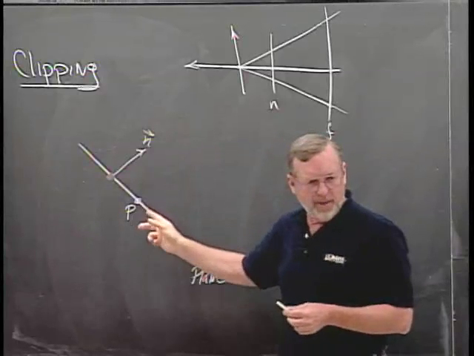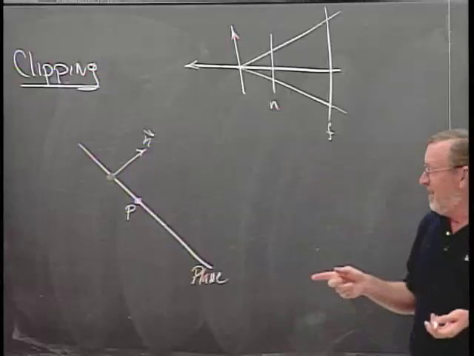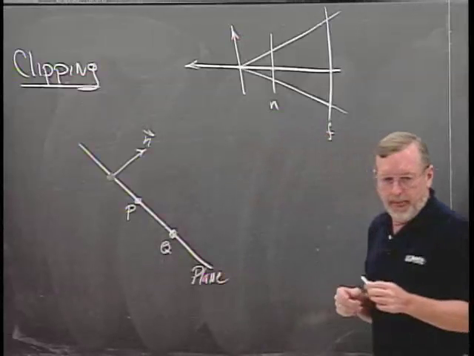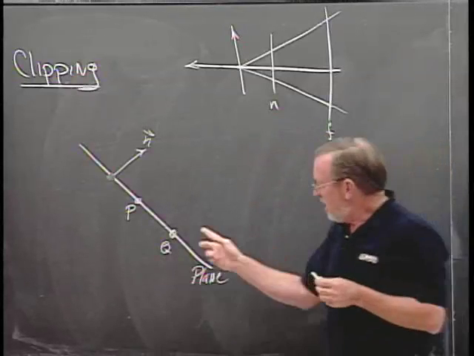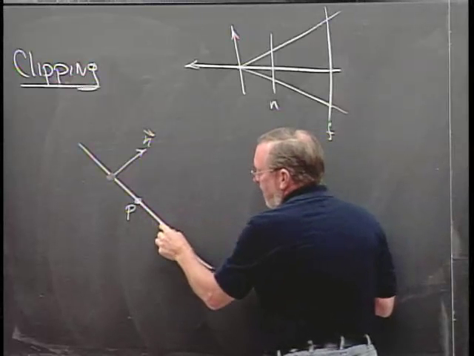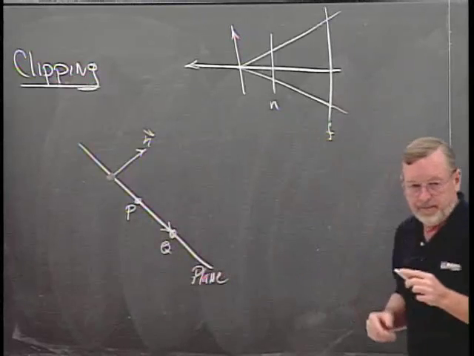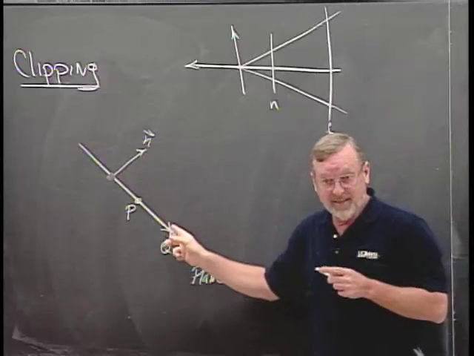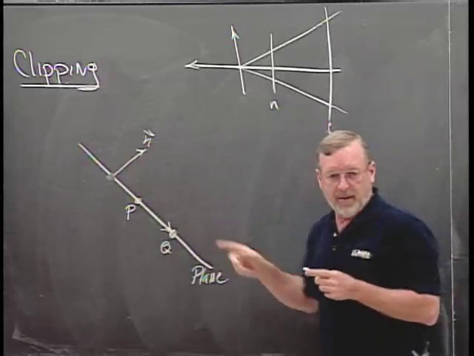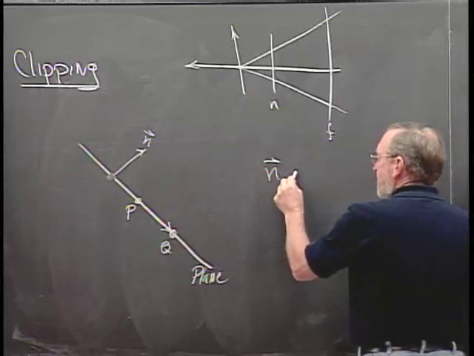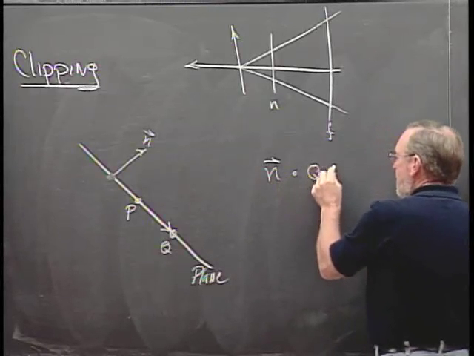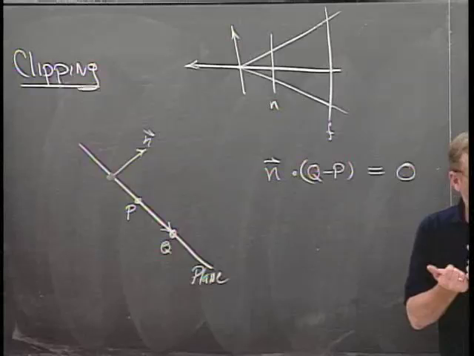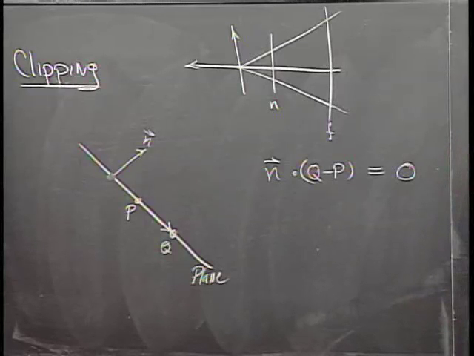By the way, this is a little bit different than how you learn it in calculus, at least at UC Davis. But if you think about another point Q on the plane, any other point Q, you can see that if you take a vector between P and Q, this vector is going to be perpendicular to the normal, no matter what Q you select. And if 2 vectors are perpendicular, you know that n dotted with Q minus P, their dot product has to be 0. If 2 vectors are perpendicular, their dot product is 0.